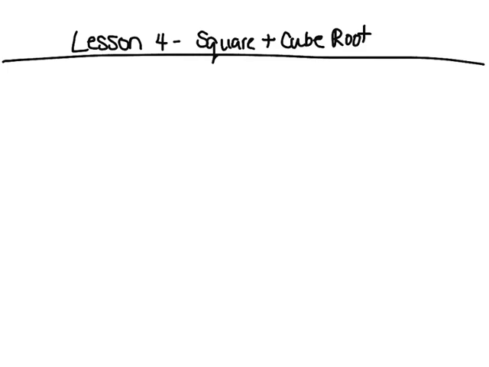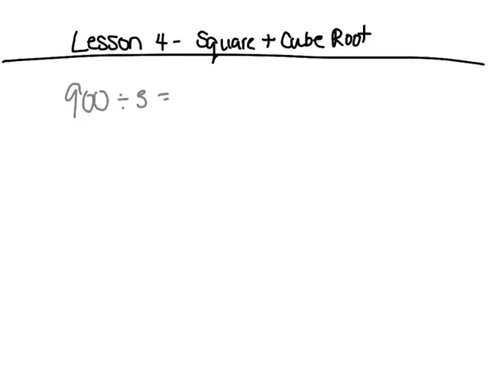Lesson 4, square root and cube root. So we can take the square root and a cube root of a number by finding the prime factorization, and if you can group it into groups of 2, it's a square root because all of the numbers are itself times itself. And if you can group it into groups of 3, it's a cube root. So we're going to take the first one, 900.